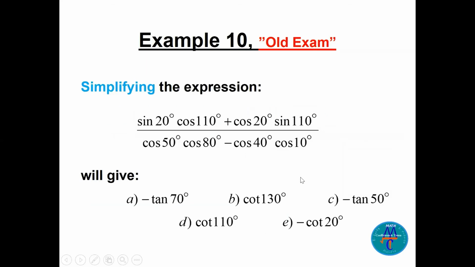Now this is also an old exam question. Let's simplify the expression: sine 20 cosine 110 plus cosine 20 sine 110, divided by this, which is the correct answer, A, B, C, D, and E. It's nice to try it before you see the solution. If you like, you can pause the video and then we can share together the answer.